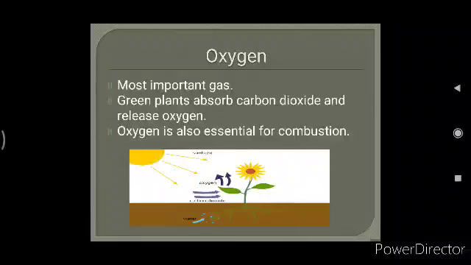If you look at the diagram that I have shown here, the green plants absorb the carbon dioxide from the atmosphere and then release the oxygen, and that oxygen is used by us to survive. Not only this, there is another important usage of oxygen, and that is, it is essential for combustion.